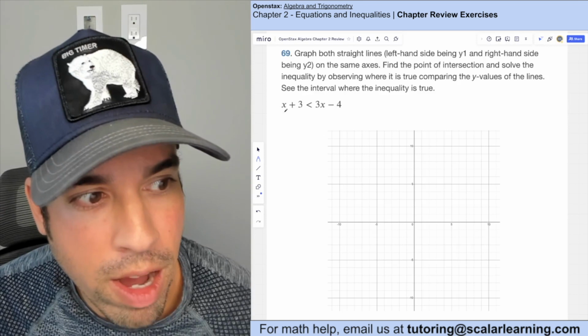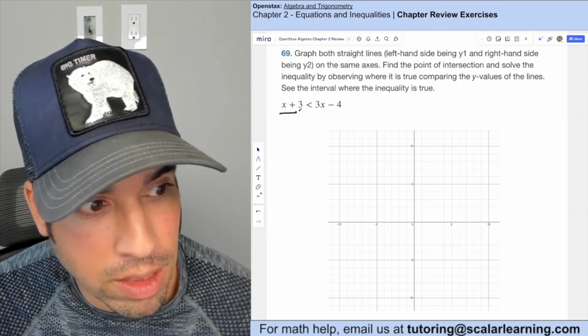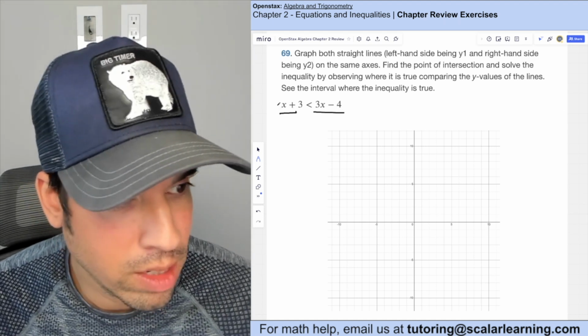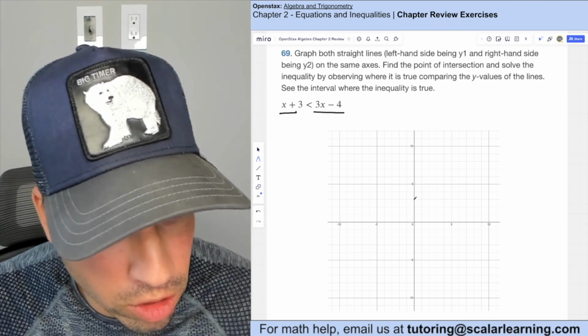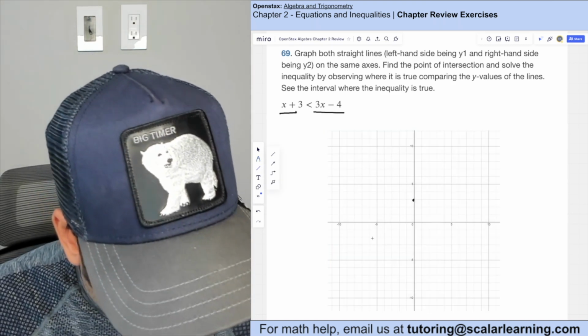So here we're meant to graph both sides of the equation as lines and then figure out when this side is less than this side. So we're going to start here. We've got a slope of 1, right? It says y equals x plus 3 and a y-intercept of 3. So we'll go ahead and create this line here.